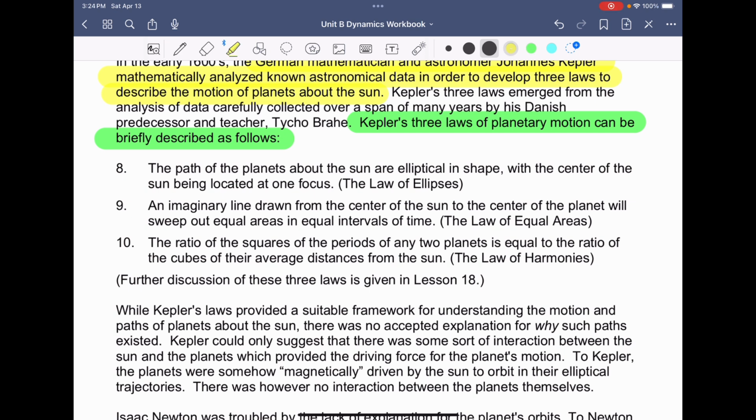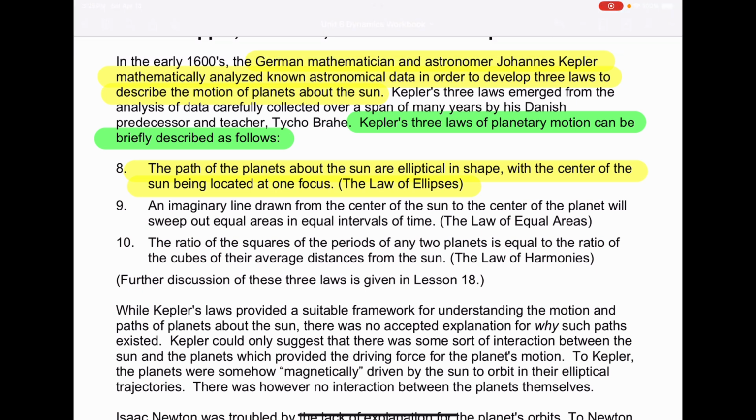First and foremost, the path of planets around the sun is an elliptical shape, or an ellipse, with the center of the sun being located at one focus. This is the law of ellipses. Now, on the surface, you're like, okay, I kind of know what an ellipse looks like, so that should be straightforward enough. But when they say that the sun is at one of the foci, we're going to visualize this on another page here.